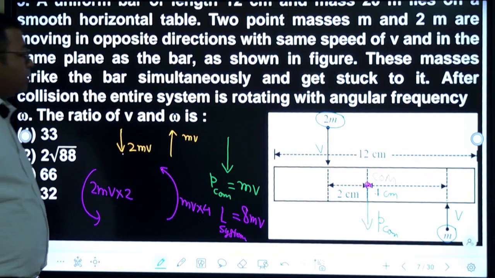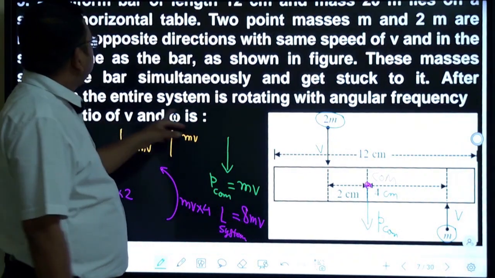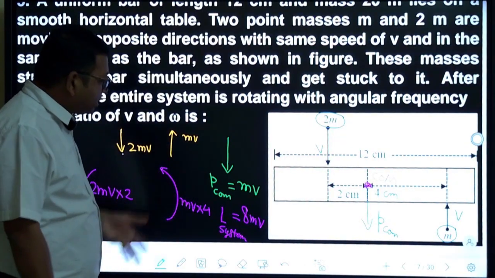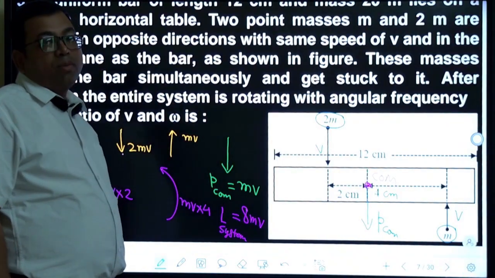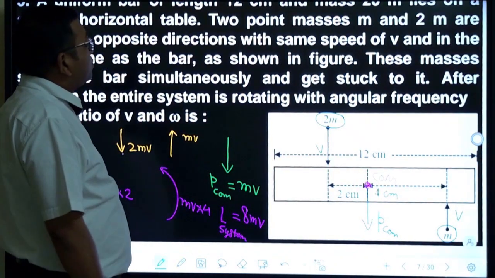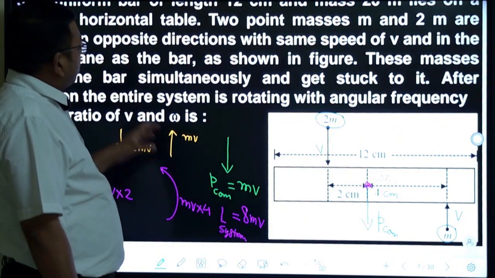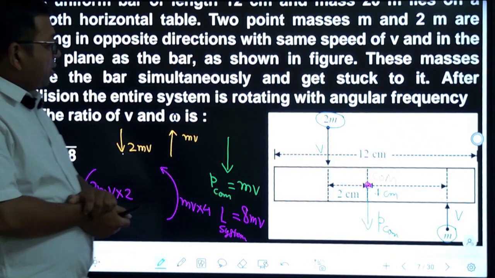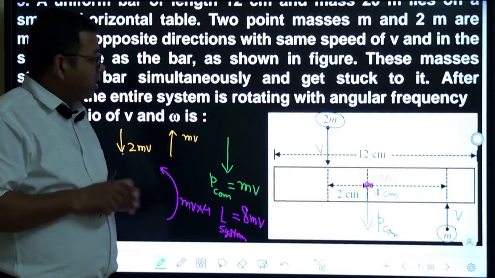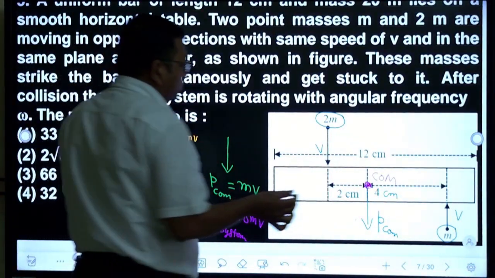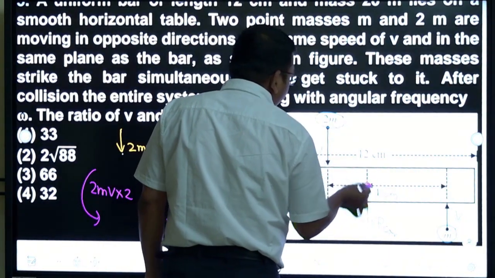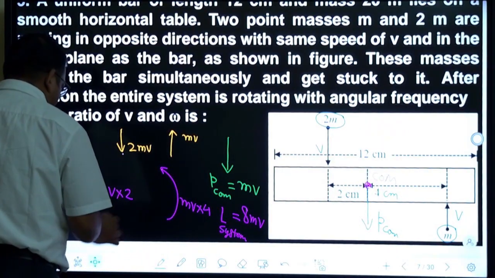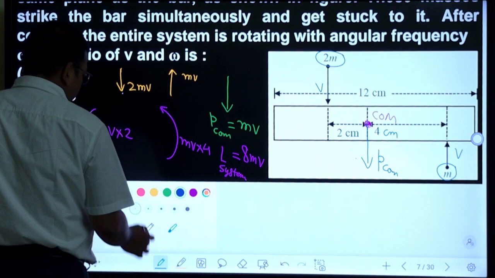Angular momentum. Note that here they are saying that the entire system is rotating with angular frequency. In the question they did not mention that it has linear momentum, but you need to note that it should be considered. They are talking only about the omega after. So just based on omega, can we apply angular momentum for the entire system as I into omega? Yes, I think we can. So let us apply this I into omega.